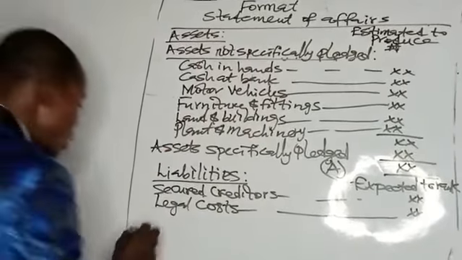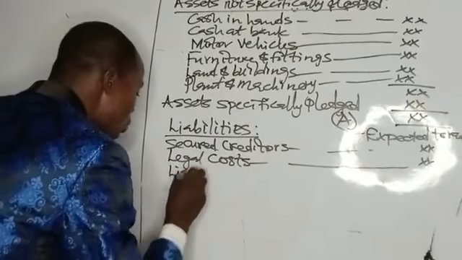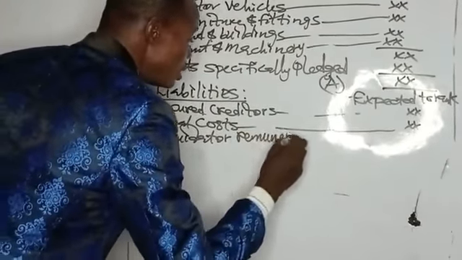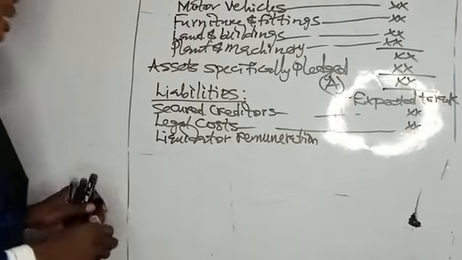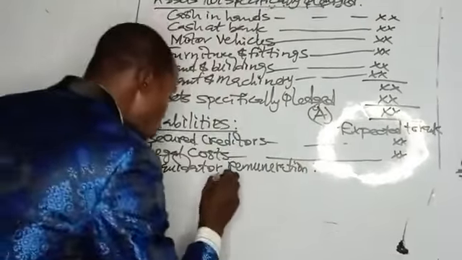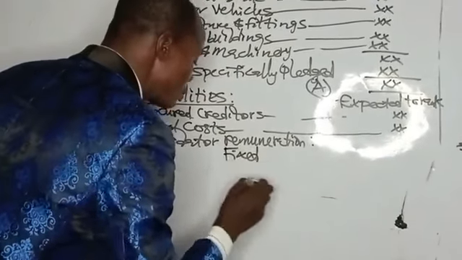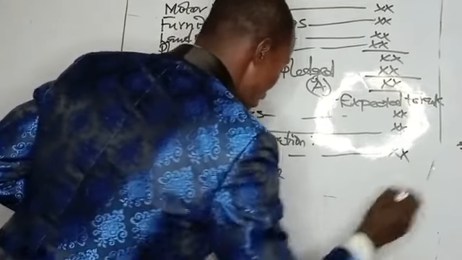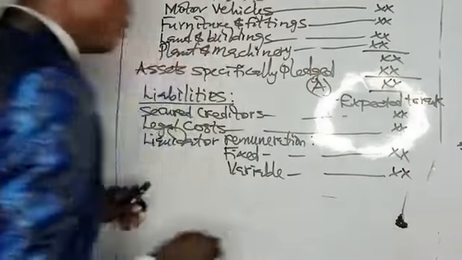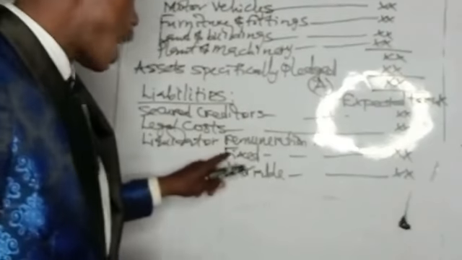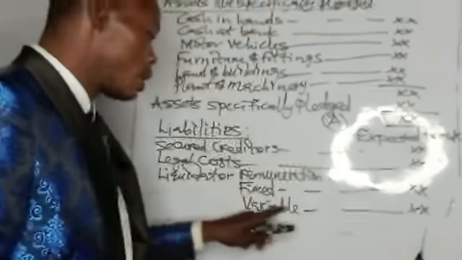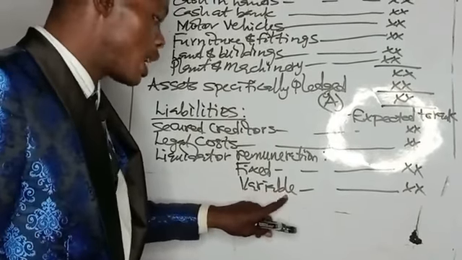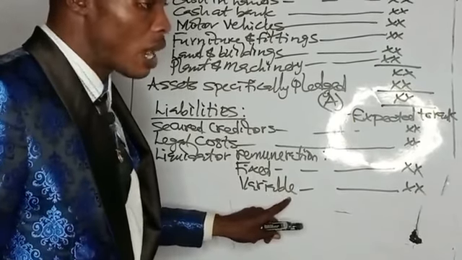Then liquidator remuneration. I've told you that this liquidator remuneration will be divided into two: the fixed remuneration and the variable remuneration. I will still explain how to calculate this. The fixed amount will be provided in the question. The variable remuneration is usually calculated on the amount distributed to members.